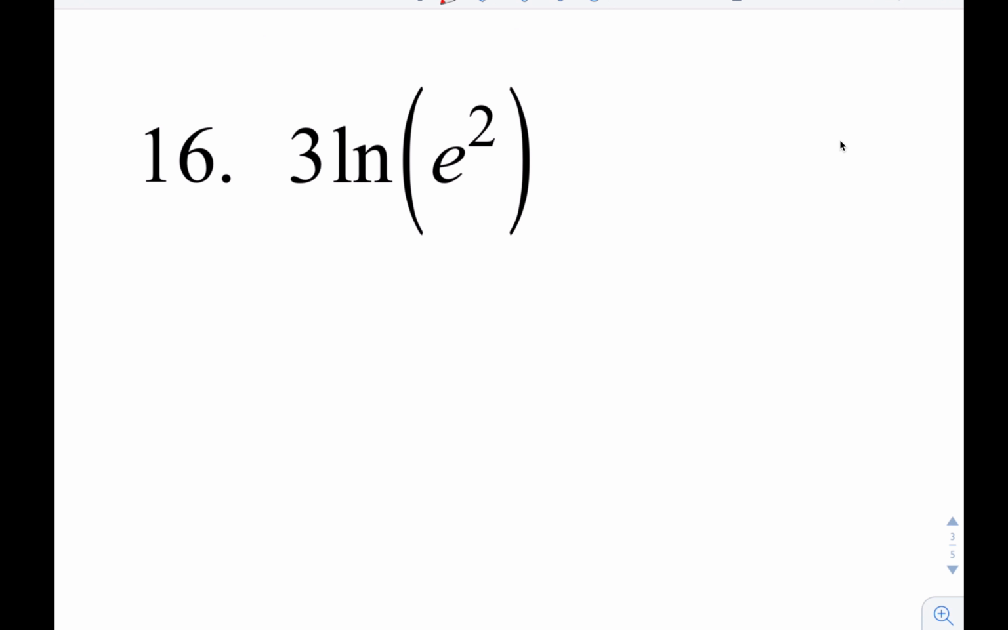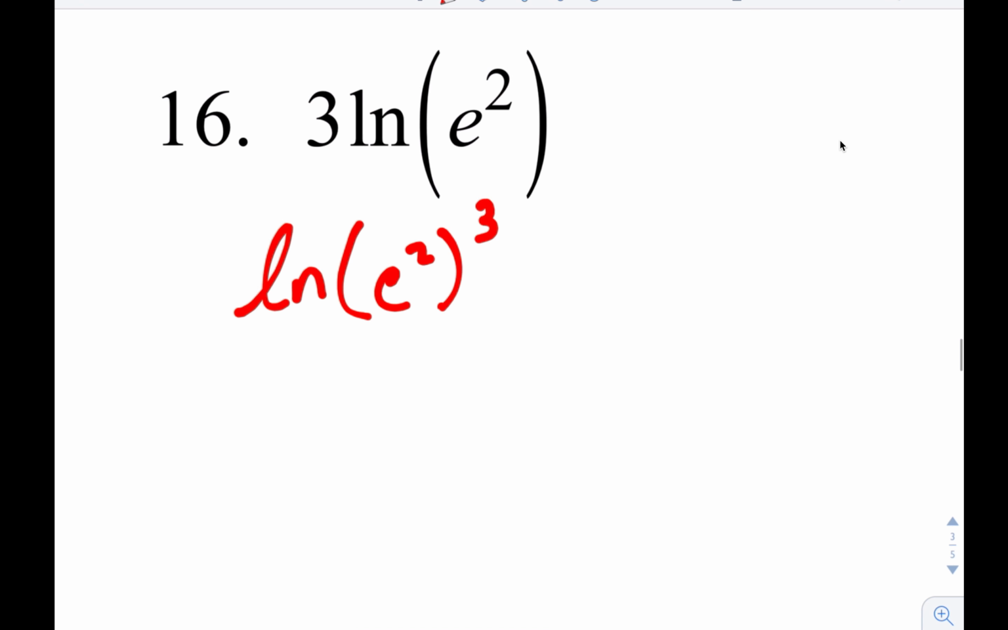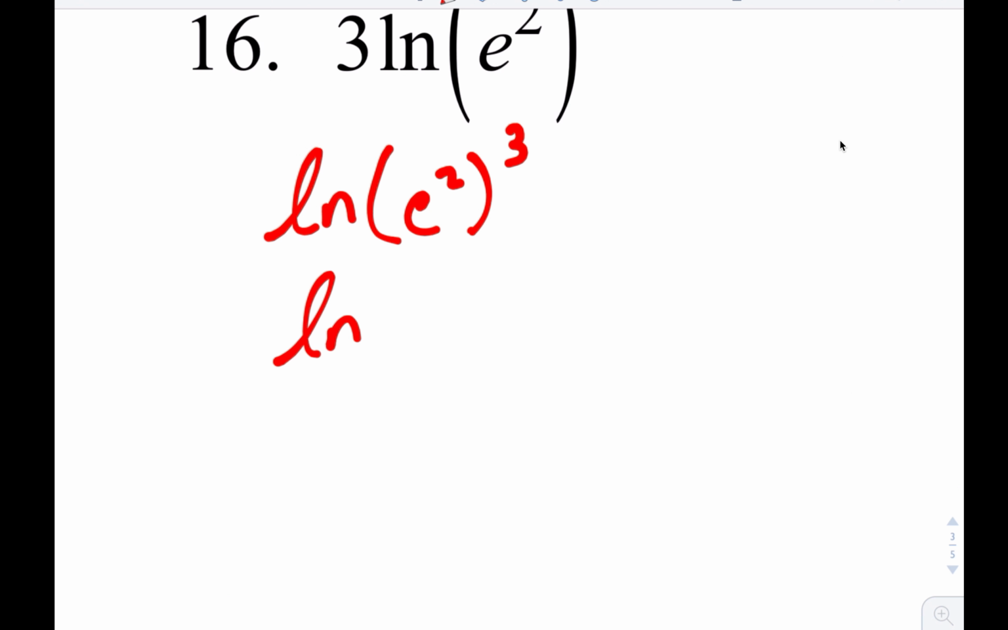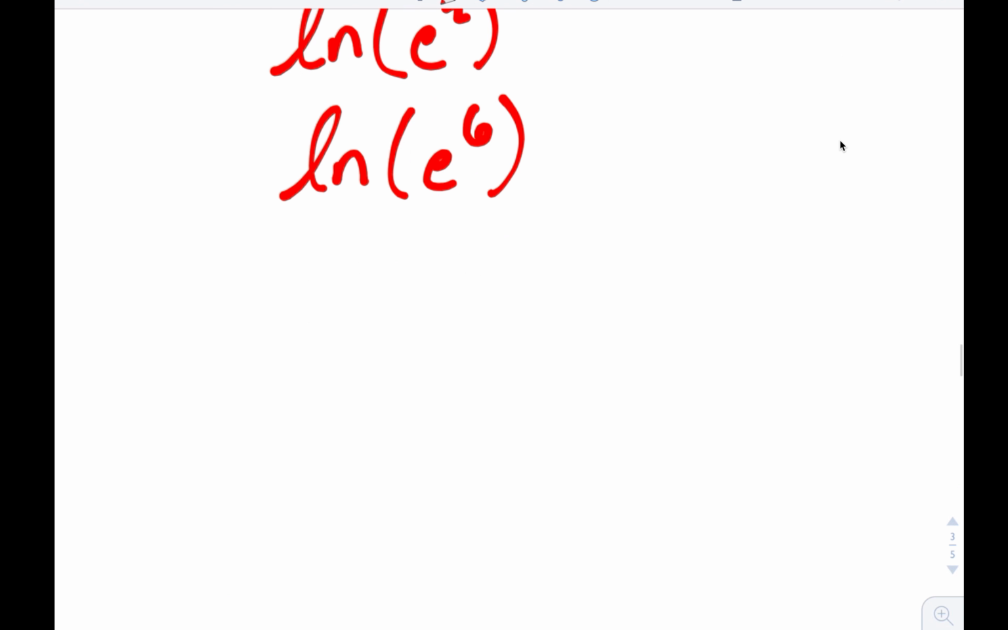Okay, so the same thing here. I can take this 3 and move it up top, so make this ln of e squared to the third. That's now going to be ln of e to the sixth. So e to what power gives me e to the sixth? So x would be 6.